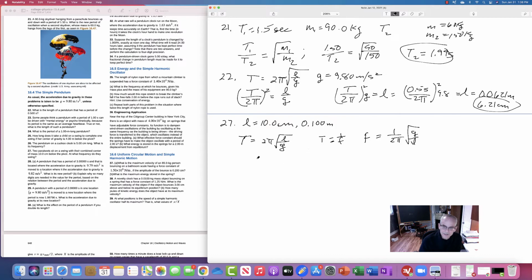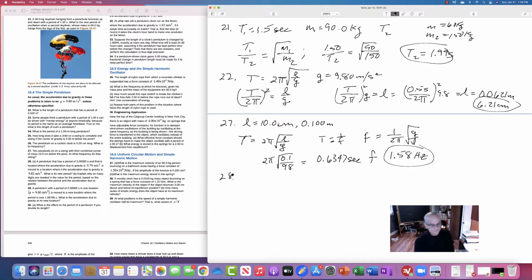Either way, if we do this, which is the way I did it, you get 0.1 and 9.8. You do the math here, you get 0.6347 seconds. You take the inverse of that and you get 1.58 hertz. And that's the frequency.